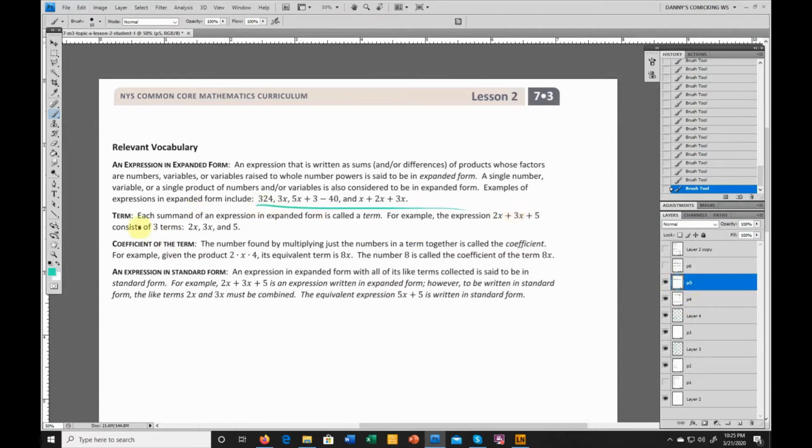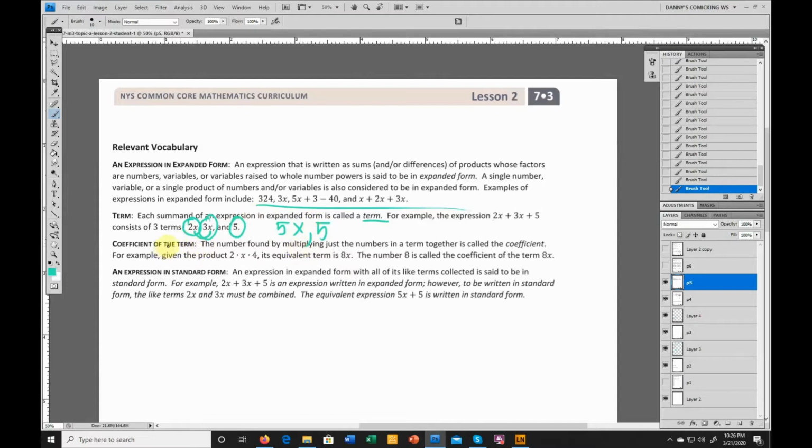Term: each summand, so that means each addend of an expression in expanded form is called a term. For example, 2x plus 3x plus 5 consists of 3 terms. Your terms are 2x and 3x and 5. Now remember, since these are both x, these could be combined. And then you would get 5x and 5. We're saying and instead of plus, so we're not adding a plus sign, we're adding a comma.